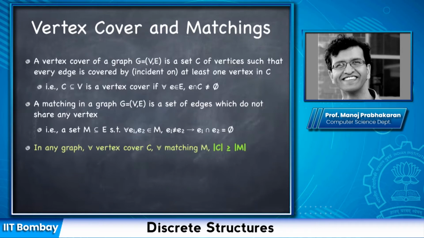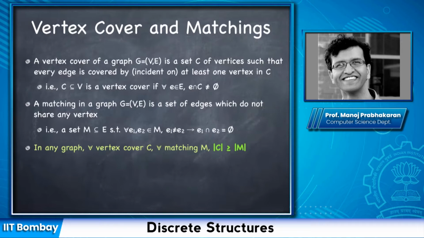So firstly, I claim there is an easy relation in one direction: if you find a large matching, that implies that vertex covers cannot be small, they will have to be even larger. So any vertex cover C will have to be at least as large as any matching you find. These are two different objects, right? A matching is a set of edges, a vertex cover is a set of vertices, but still there is an easy connection saying the size of a matching is a lower bound on the size of any vertex cover.